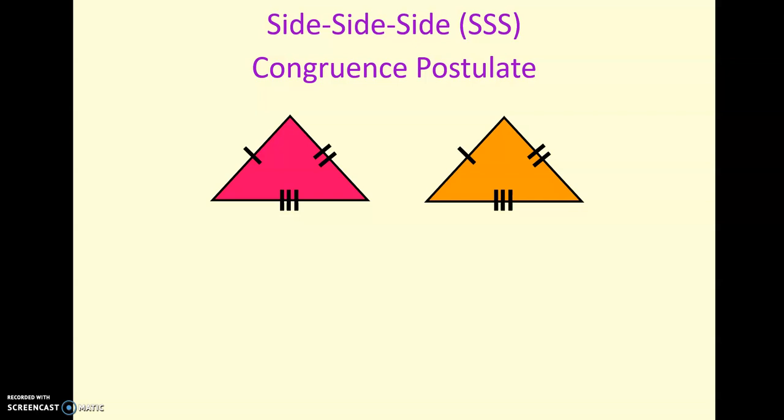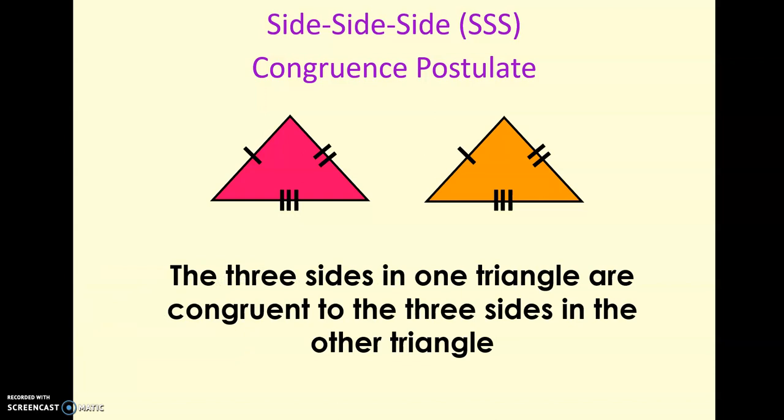We abbreviate that SSS. Basically what it's saying is that if the 3 sides of one triangle are congruent to the 3 sides of another triangle, then those 2 triangles are congruent. So 3 sides in one triangle are congruent to the 3 sides in the other triangle. That is what we call side, side, side. Again, pause the video if you need to.